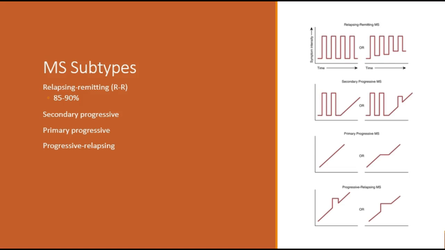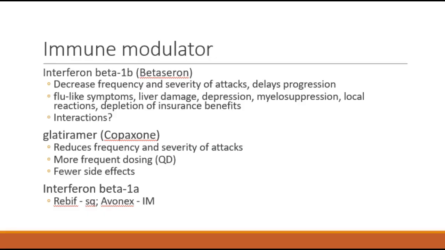So what we're going to look at here is immunomodulators. Interferon beta 1b is the first one to look at. This is the first drug found effective in decreasing the frequency and severity of multiple sclerosis. It actually can delay progression, and it's an ideal treatment to minimize damage to the myelin sheath. This means you have to have a rapid diagnosis and get the treatment on board early.